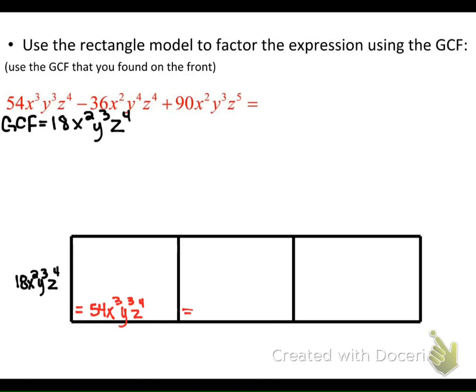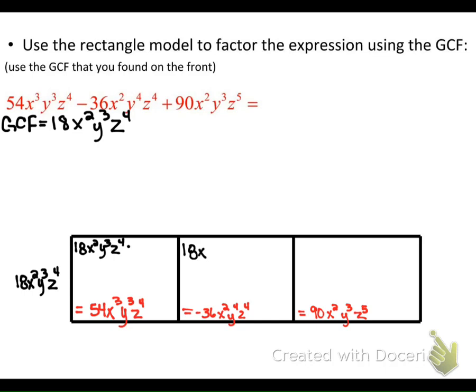What's my second area? 36. Nope. Negative. Negative 36. That's when we worry about that negative. And the last one, 90. So if I know the height and I know the total area, I need to find the what? The width. Okay? So I'm going to go ahead and put my height in each rectangle so that I can find my width.